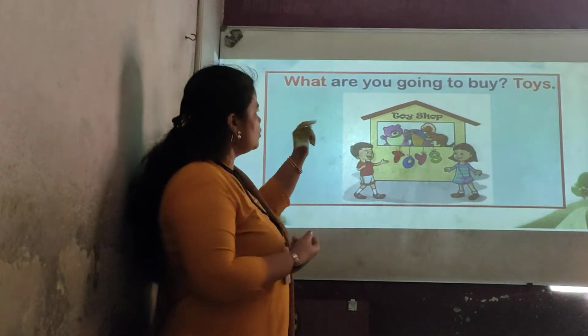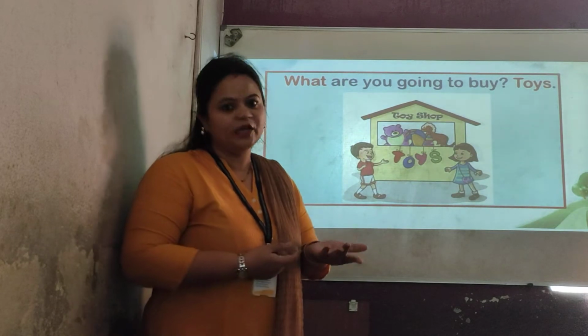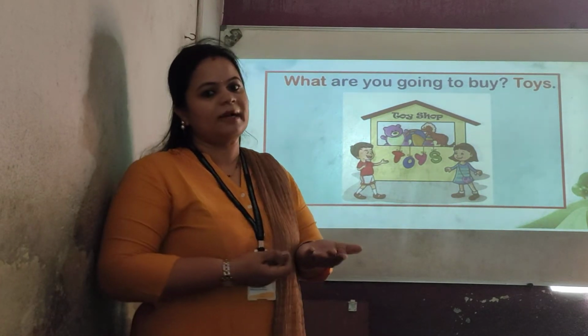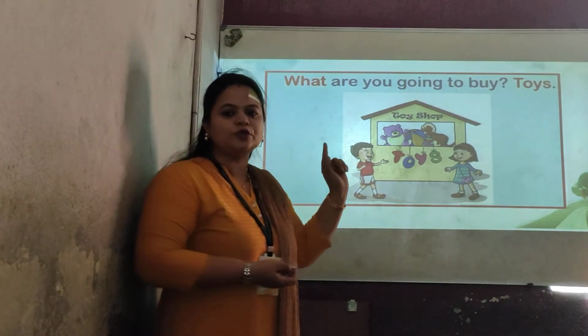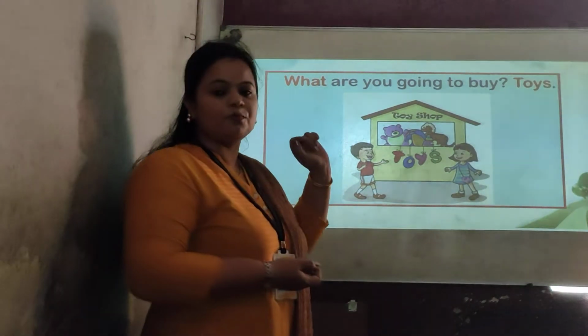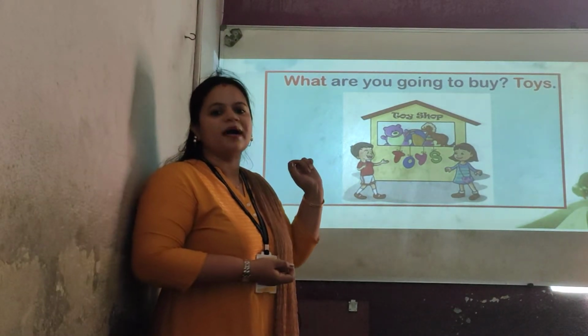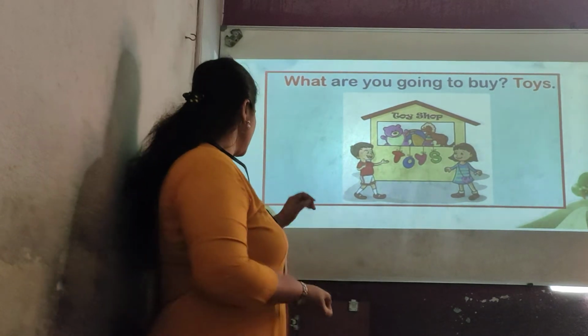Now, what are you going to buy? Here it's a toy shop. Definitely we buy toys. So toys will come under an object. Yes or no? So the word what we use to ask about objects. So what are you going to buy? We are going to buy toys. Understood everyone, children? We'll see the next one.